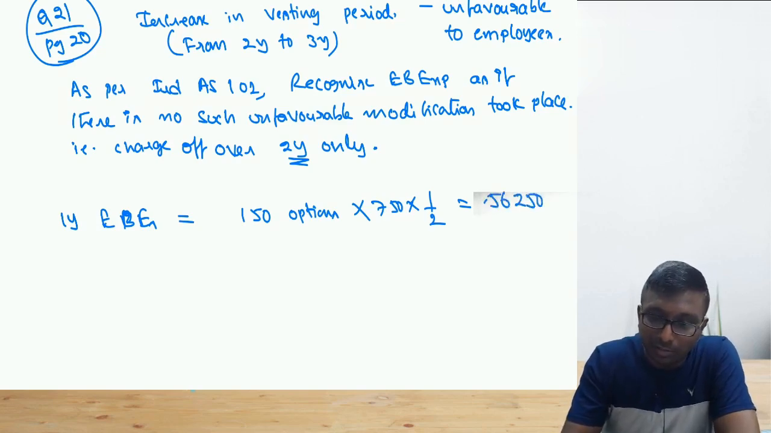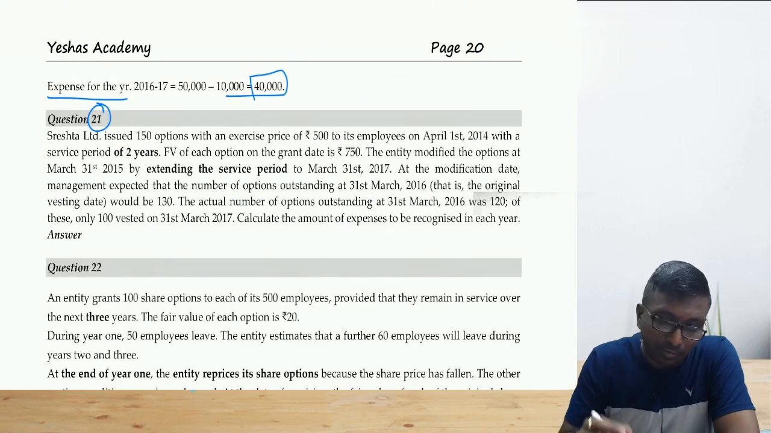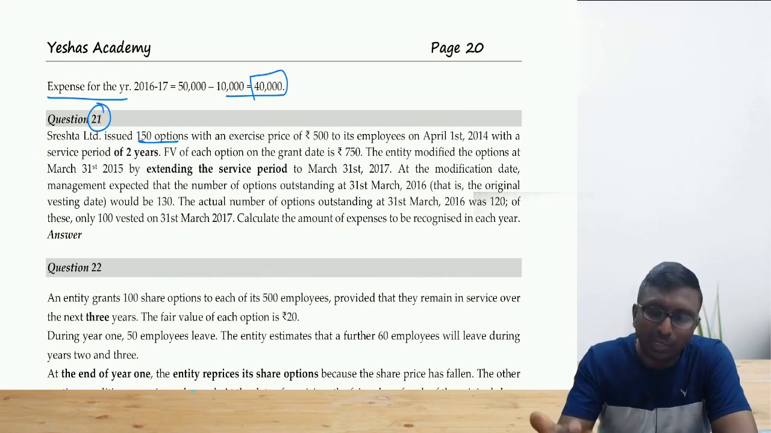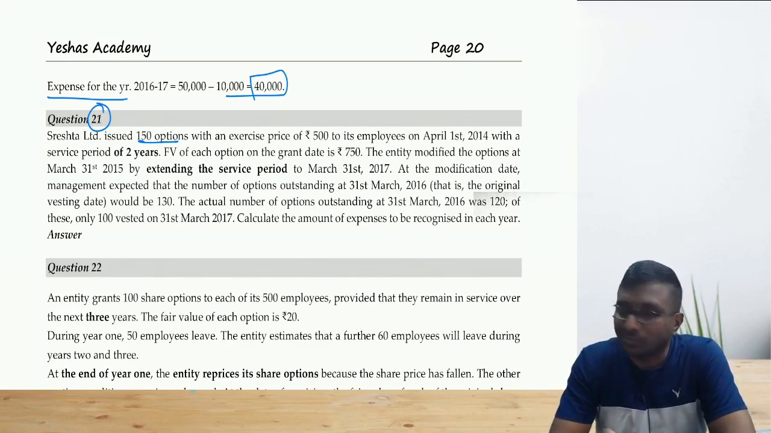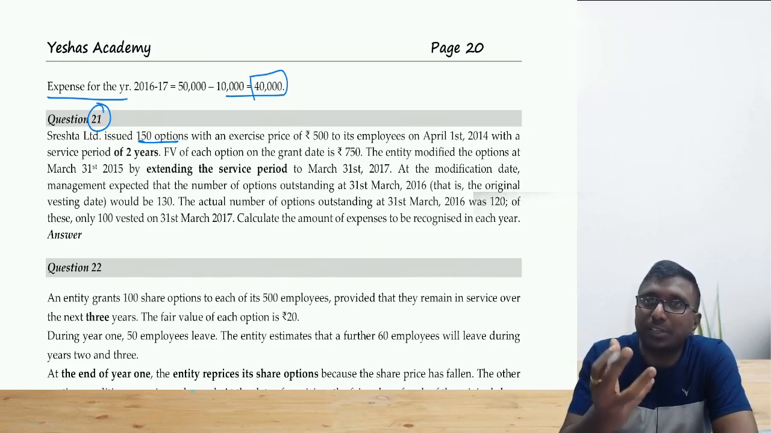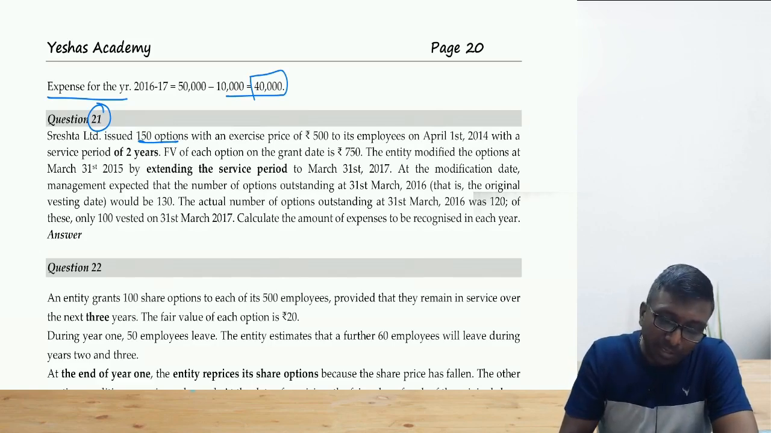One second. 150 options means I assume it is like one employee one option, something like that. I don't know exactly. But the total number of options that is possible to be exercised is 150, and 750 is the fair value. This is the exercise price that I don't need right now. The entity modified the options at the 31st March 15 by extending the service period. At the modification date, management expected that number of options will be on 31st March 2017. Okay. This is the modification date.